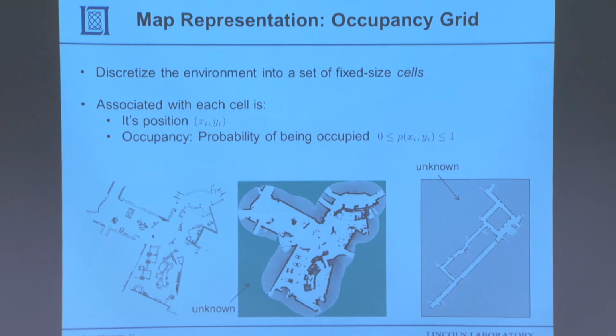So the kind of middle gray, you're 50-50 uncertain about whether there's something in the environment or not. And then the version on the right uses the same convention. So white is free from obstacles, black are cells that are strongly believed to have obstacles in them, and then gray is uncertain.